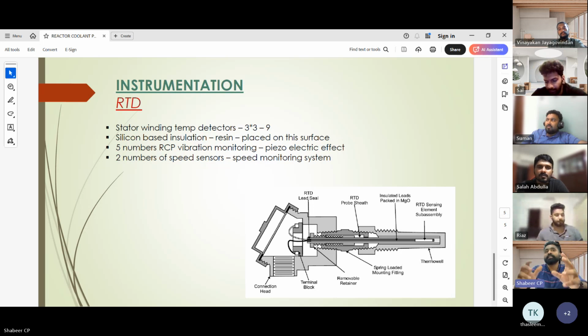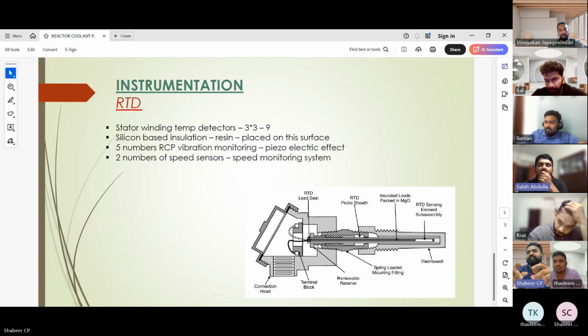Also, 5 vibration monitoring systems are provided. These systems use the piezoelectric effect. When vibration occurs in the system, it will generate electrical signals according to the vibration frequency. That's the piezoelectric effect. So there are 5 RCP vibration monitoring systems. And lastly, they are providing 2 speed sensors for the speed monitoring system. These are the instrumentation parts of the RCP.